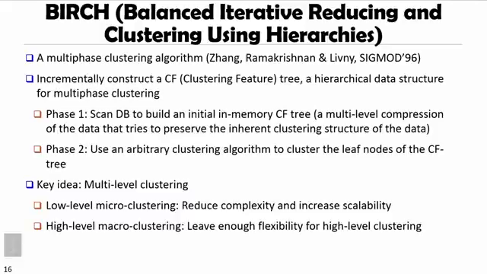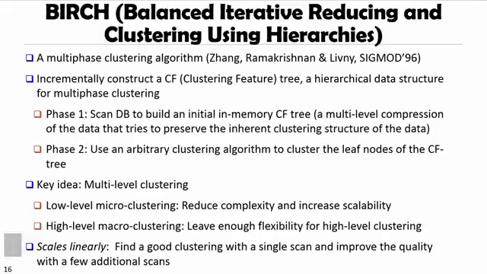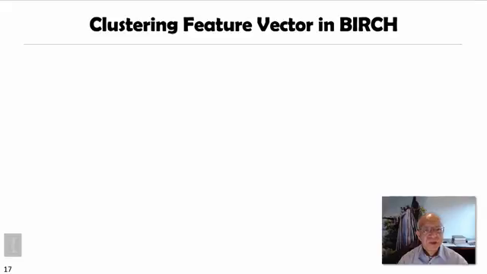The key idea is multi-level clustering. At the low level, it does microclustering, which reduces the complexity and increases scalability. At the high level, it does macro clustering, and it leaves enough flexibility for high-level clustering using different clustering methodologies. The BIRCH method scales linearly. That means it finds a good clustering with a single scan, and then improves the quality with a few additional scans.